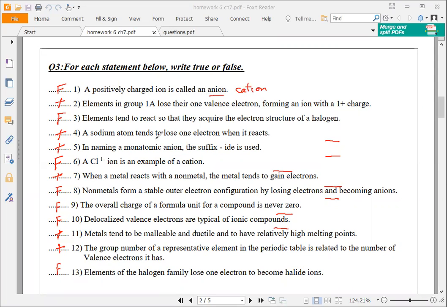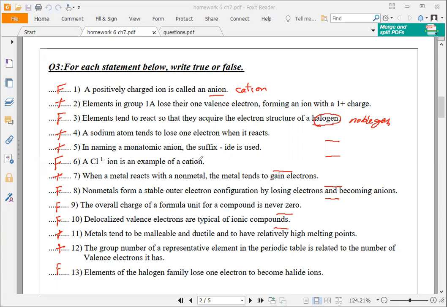Okay. Statement number 3. Who can read statement number 3 and correct it? Mazen. Elements tend to react so that they acquire the electron structure of a halogen. False, teacher. I think it's noble gas. Noble gas. This is the false one.